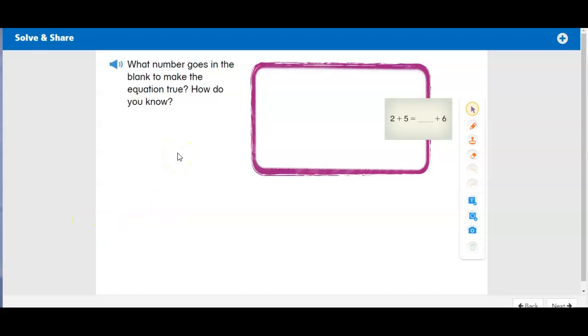Our solve and share, beginning on page 221 in our Envisions Volume 1 workbook, says: what number goes into the blank to make the equation true? How do you know? We can solve if an equation is true or false by first solving each expression on either side of the equal sign. So first, let's solve for 2 plus 5.